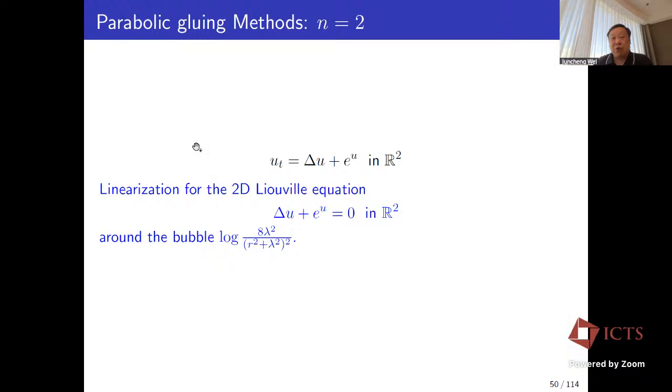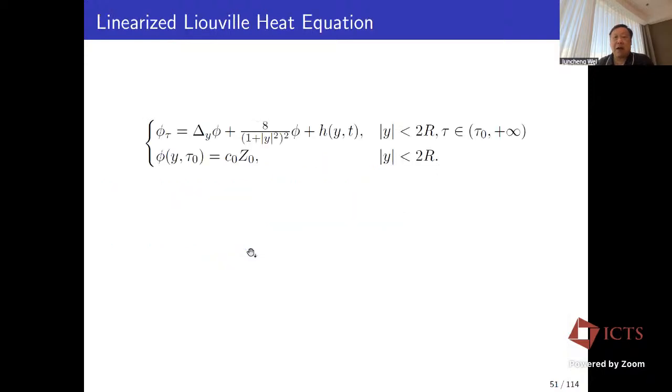So in dimension 2, the critical equation is Newell. If you consider u_t equals Laplacian u plus e to the u, for the Newell case we have this standard bubble, which is log. You linearize around this standard bubble, and you get this linearized equation in R2, with the parabolic. Okay.